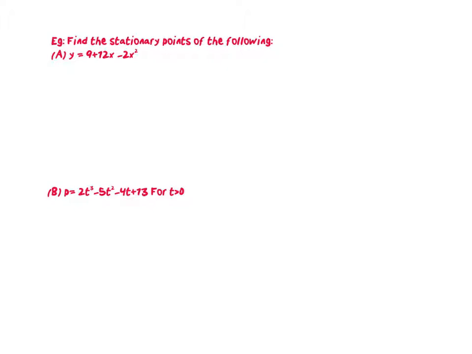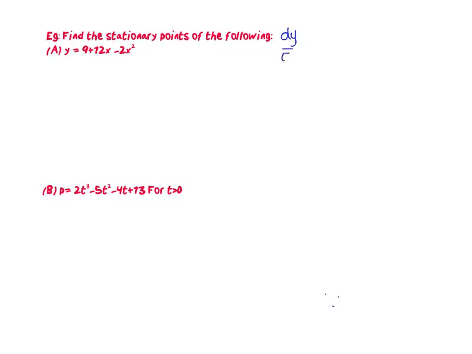Okay, so when you're asked to find the stationary points of the following, remember the stationary point is when dy dx equals 0. So we first have to find dy dx. So we go off and find dy dx for this formula. This one would be 12 minus 4x. Now we know the stationary points are when that equals 0, so we let that equation equal 0.